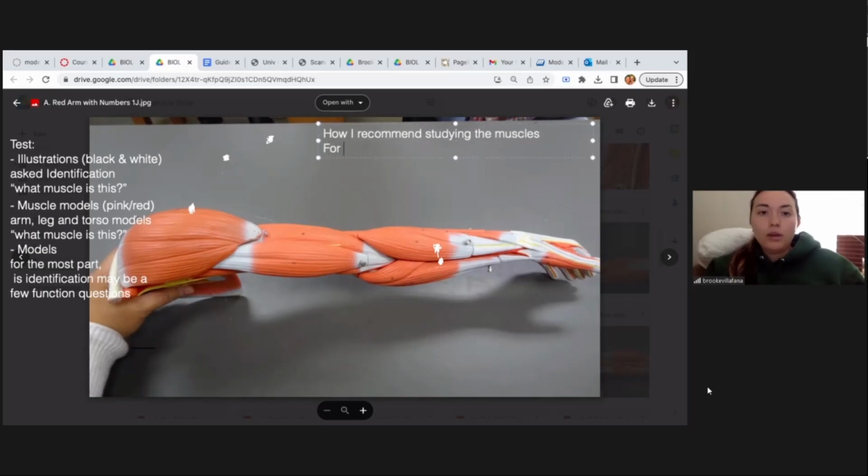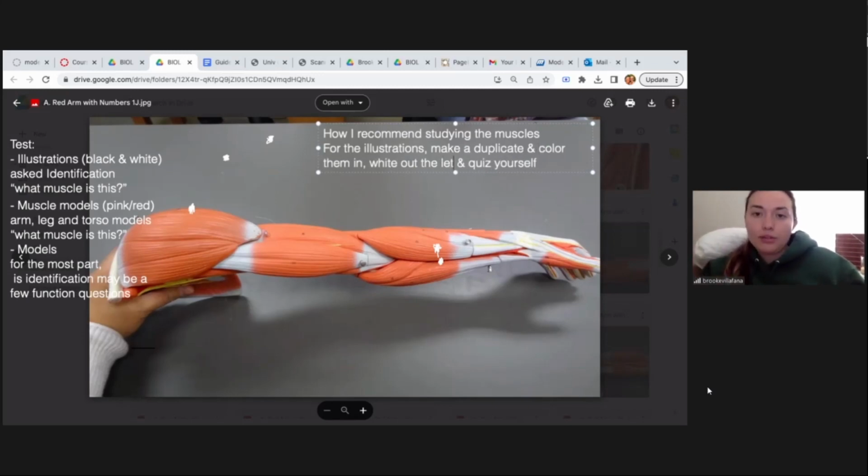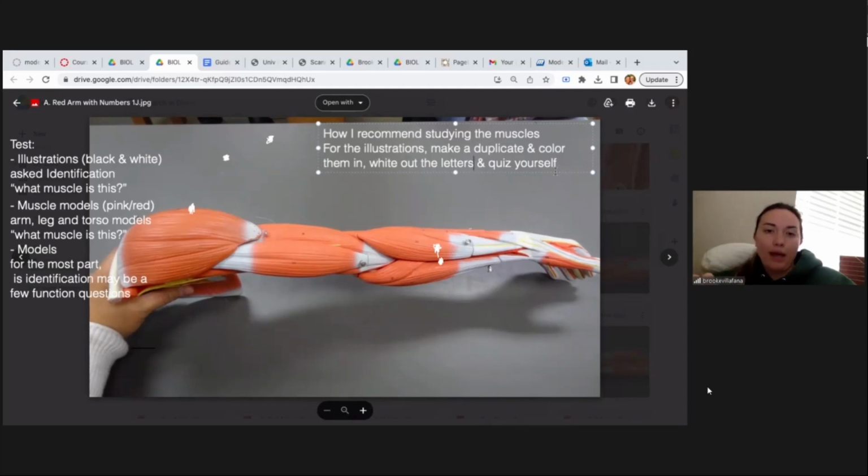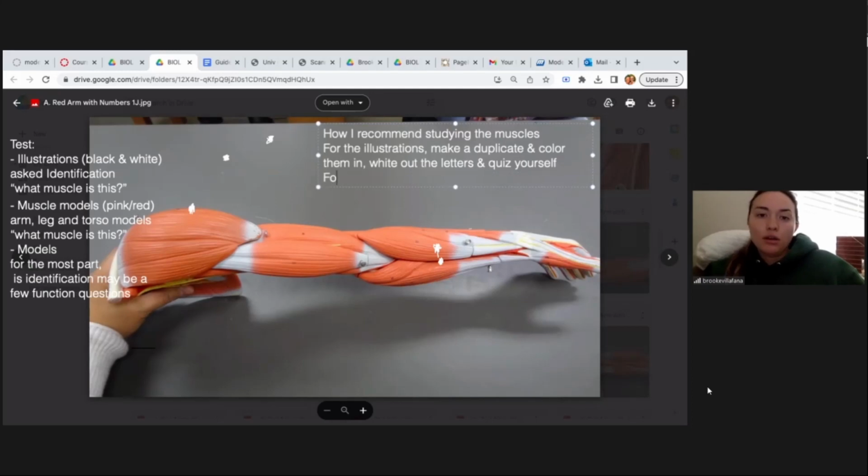For the illustrations, color them in, white out the answers, and quiz yourself. You're probably going to want to make copies of your packet. Don't color in the one you turn in; make a duplicate and color in a second copy, white out the letters, and quiz yourself. Does that make sense? That'll look exactly like the lab exam. We're going to white out all of those letters and then you quiz yourself on that packet. That's how I recommend studying the illustrations.